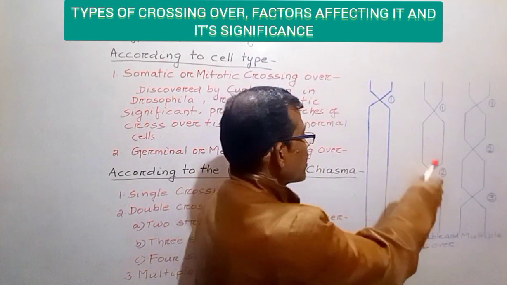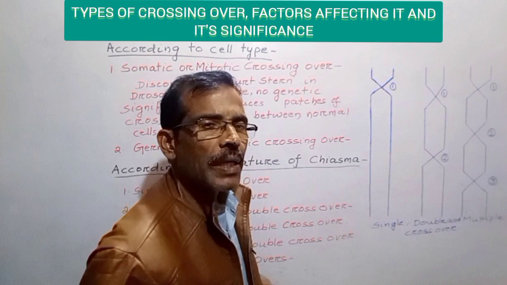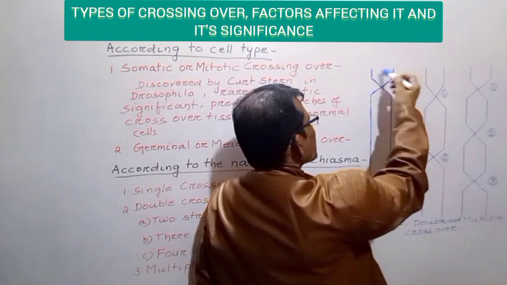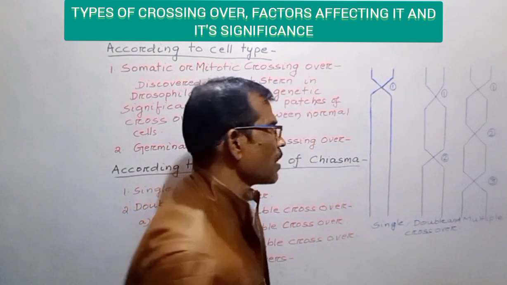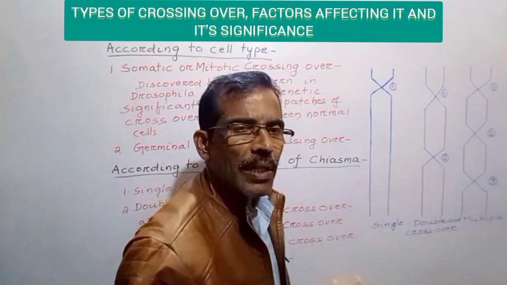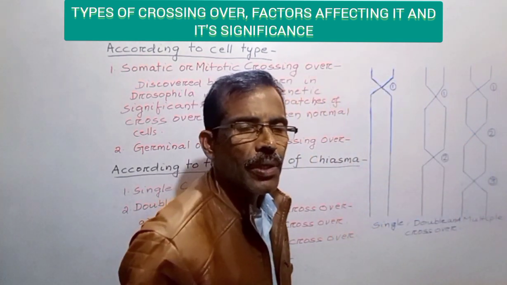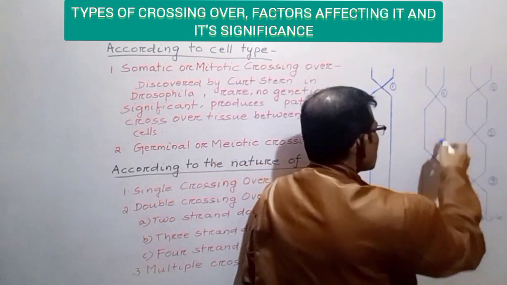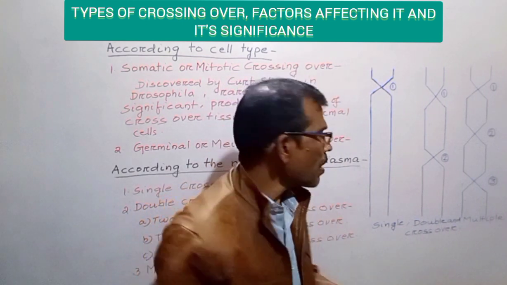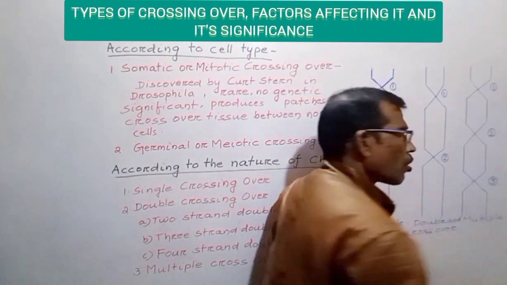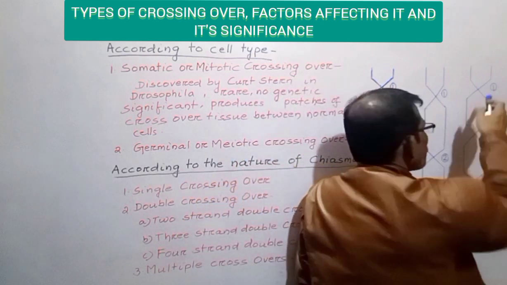This figure shows the differences between single, double and multiple crossovers. In case of single crossover, only one chiasma is formed along a chromosome pair. So genetic exchange takes place at a single point. But in double crossover, two chiasmata are formed between homologous chromosomes. Because of this, crossing over takes place at two separate points. But in multiple crossovers, several chiasmata are formed between homologous chromosomes. As a result, genetic exchange takes place at multiple points.